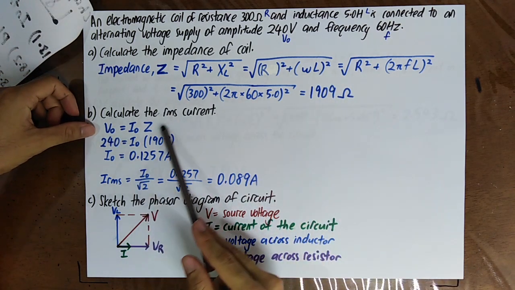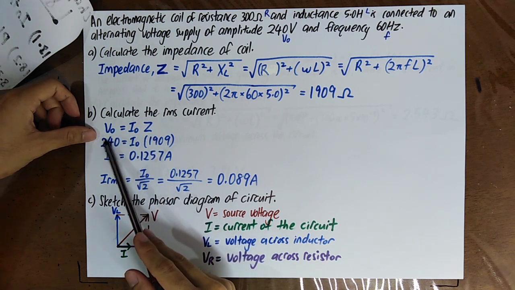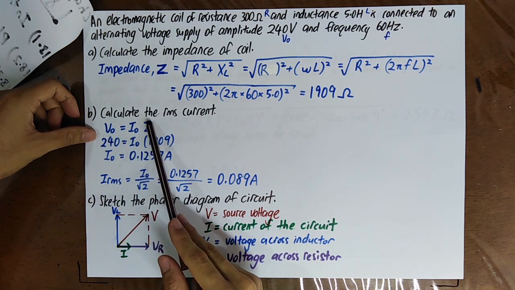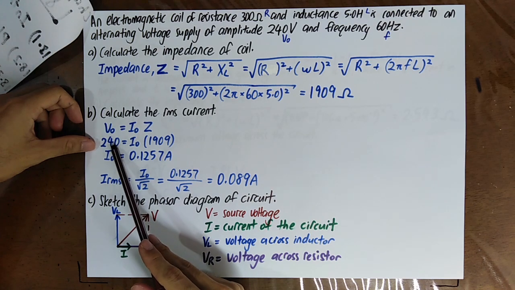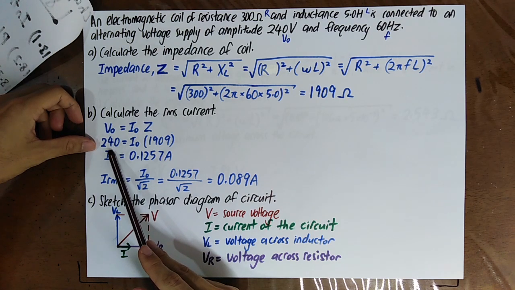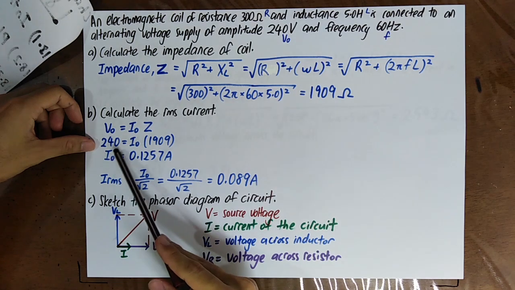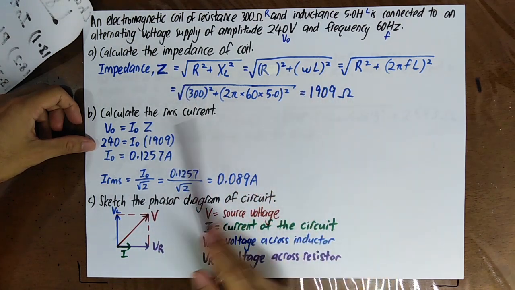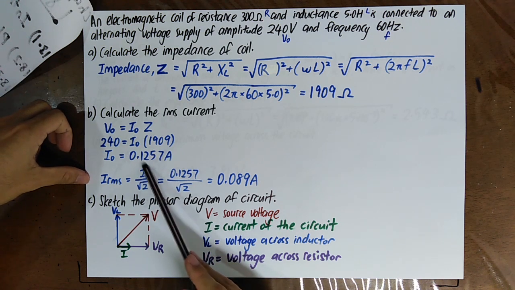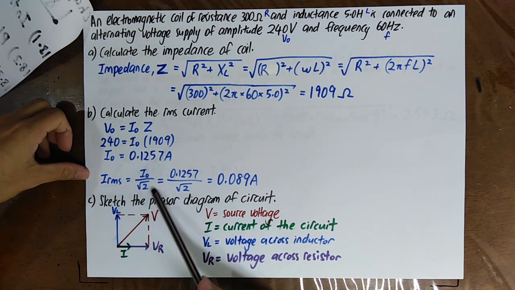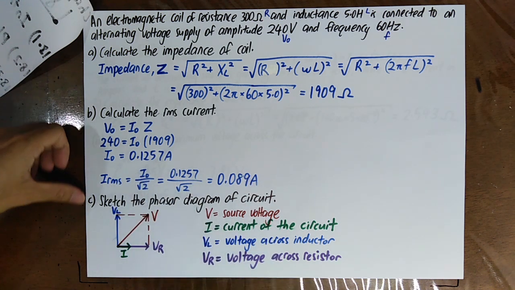Please calculate the root mean square current. V0 equal to I0 Z. The peak voltage of the supply is 240, and then Z is this. Then you can get the peak current. Once you get the peak current, you can also get the root mean square current.